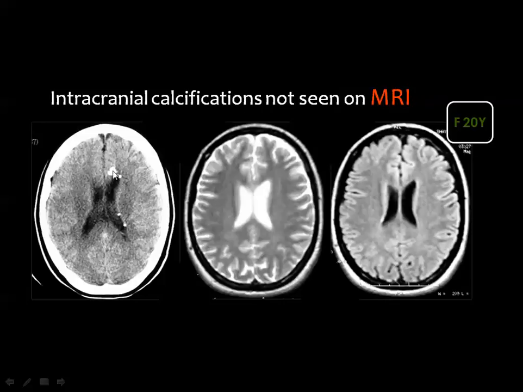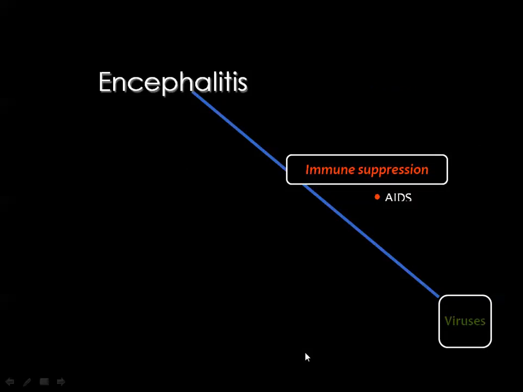You see multiple foci of calcification in the wall of the left lateral ventricle, and this calcium is not seen at all in the T2 and the FLAIR weighted images MRI. And encephalitis means that there is brain infection by viruses, and the infection by viruses is usually related to the immune status of the patient.